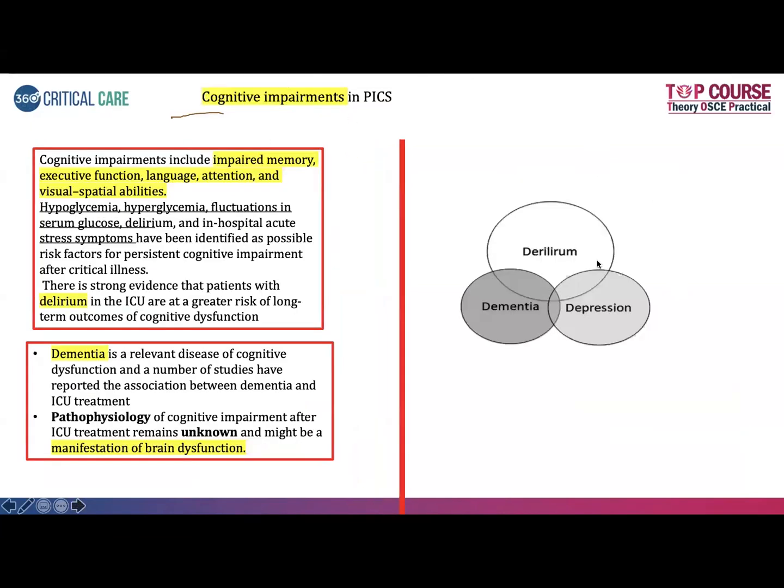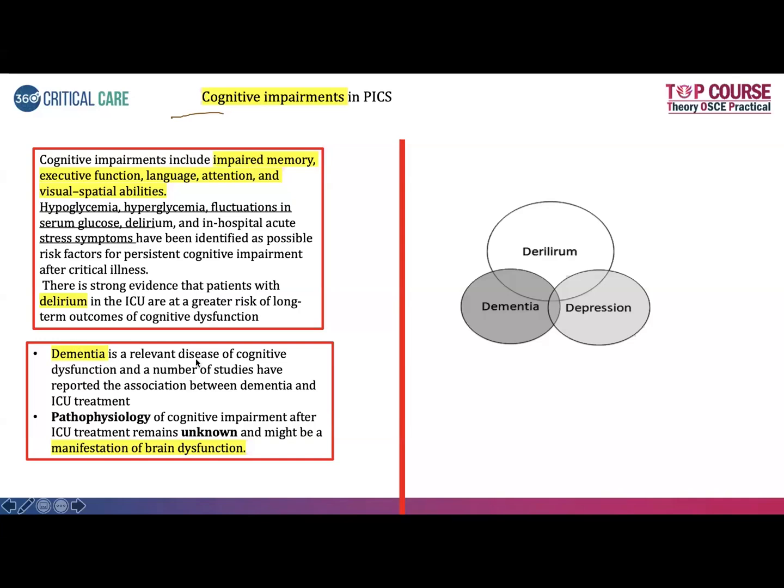Next is cognitive impairments, three domains: delirium, dementia, depression. So memory, executive function, language, attention, and visual spatial abilities will be impaired. And this is mainly due to hypoglycemia, hyperglycemia, fluctuations in glucose, delirium in hospital, stress symptoms. There is strong evidence that patients with ICU delirium have a stronger risk of long-term cognitive dysfunction.